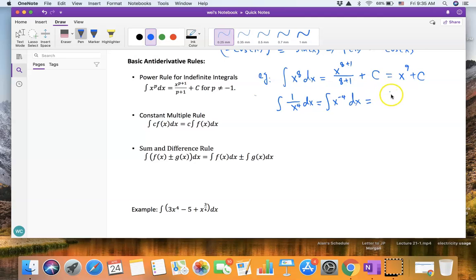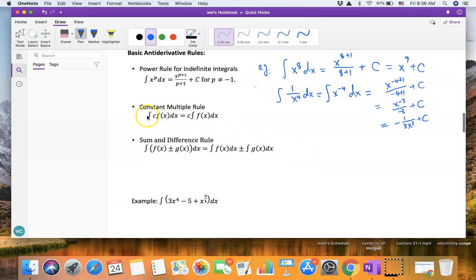Okay. Now using the power rule, we can find the antiderivative, which is x to the power of negative 4 plus 1 over negative 4 plus 1. So the answer is x to the power of negative 3 over negative 3 plus c. And we can keep simplifying this function and write it as negative 1 over 3 x to the power of 3 plus c. Okay. All right.